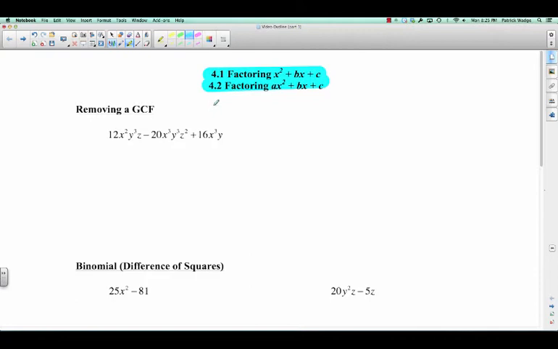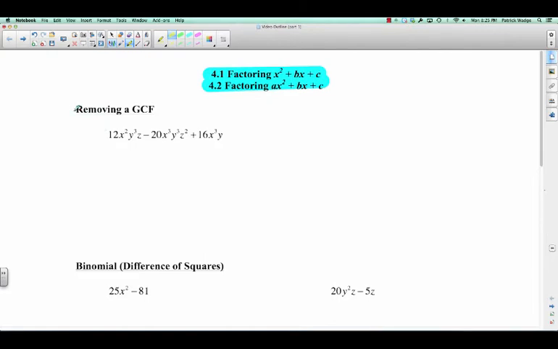So here's your review. If you do not understand this, watch the video again. If you still don't understand, ask a friend and watch it with a friend. If you still don't understand it, come and see me. Get a tutor. Join Kumon, whatever you have to do, but you need to understand factoring. There's 4 types of factoring that you did last year, and I expect you to know all of them.